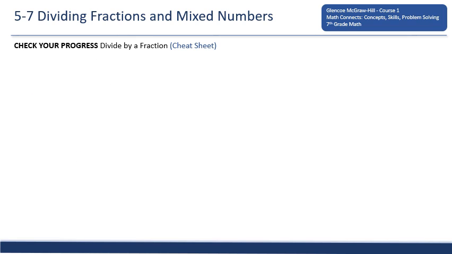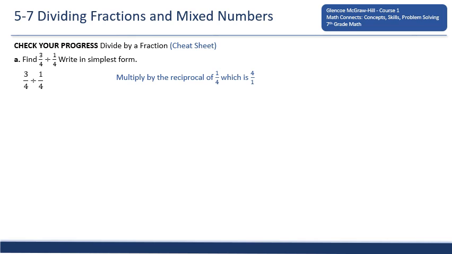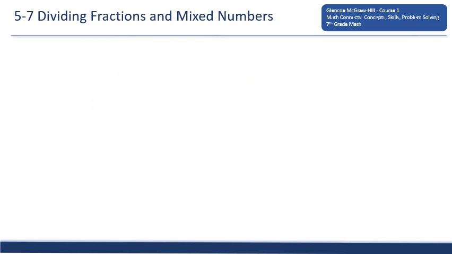So check your progress, divide by a fraction. Find 3/4 divided by 1/4, write in simplest form. So 3/4 divided by 1/4, we're going to take the reciprocal of 1/4 and change the division to multiplication. So we have 3/4 times 4 over 1. And we can divide 4 and 4 by their greatest common factor of 4. So we'll divide that 4 by 4, get 1. That 4 by 4, get 1. And if we now multiply across, 3 times 1 is 3. 1 times 1 is 1. And if we simplify that, we get 3.